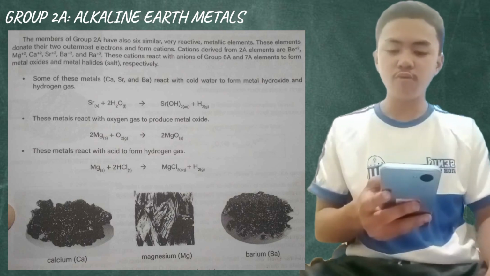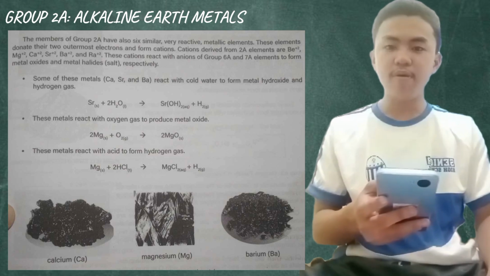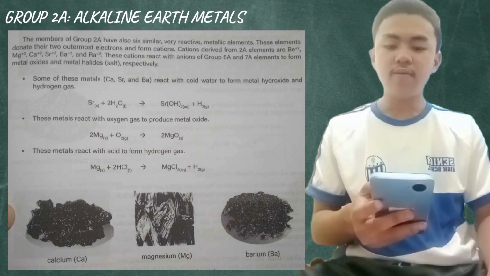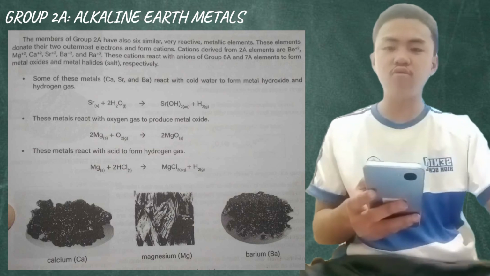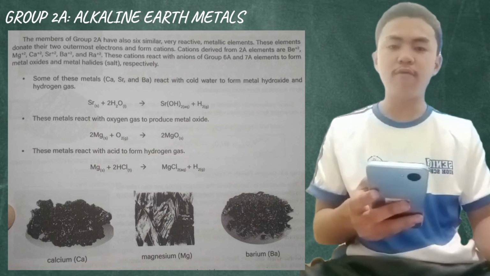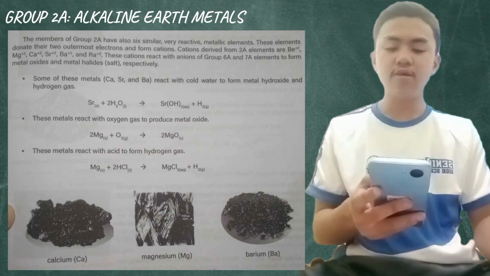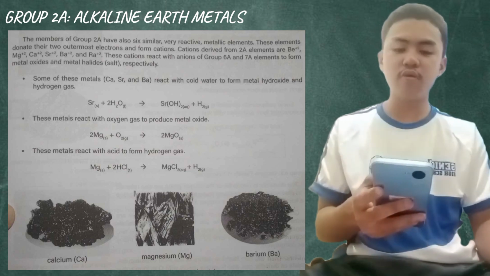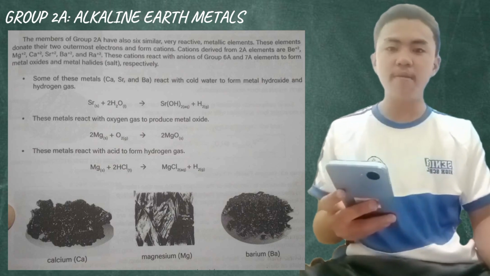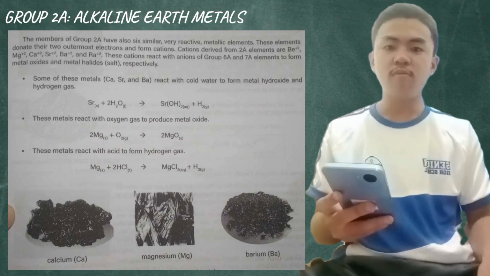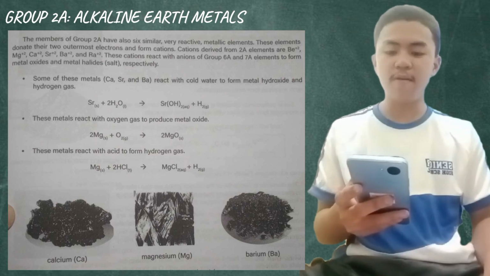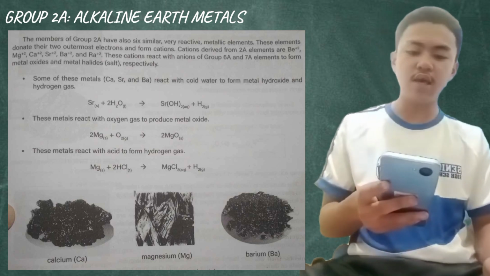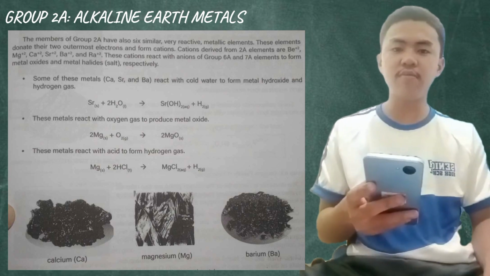So according to group 2A alkaline earth metals, ang members sa group 2A kay similar, very reactive metallic elements. Tas ang elements niya is nag-donate siya og two outermost electrons para maka-form siya cations. Tas ang cations niya is nag-derive siya sa 2A elements such as beryllium, magnesium, calcium, strontium, barium o radium. Tas kanilang cations is nag-react siya sa anions sa group 6A and 7A elements para maka-form siya metal oxides and metal halides.